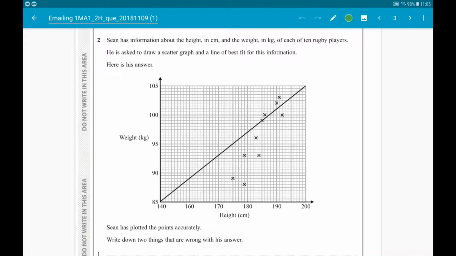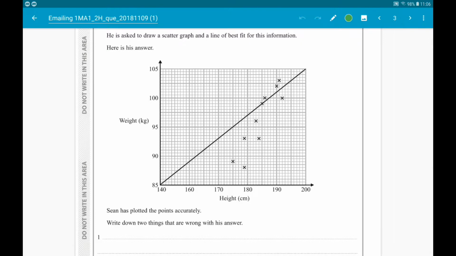Okay, number 2. Sean has information about the height in centimetres and the weight in kilograms of each of 10 rugby players. He's asked to draw a scatter graph and a line of best fit for this information, here is his answer. Sean has plotted the points correctly. We want to write down 2 things that are wrong with the graph.